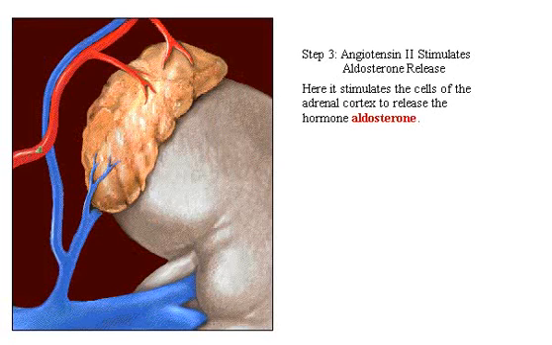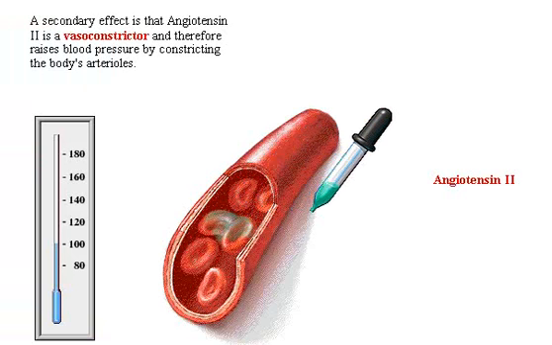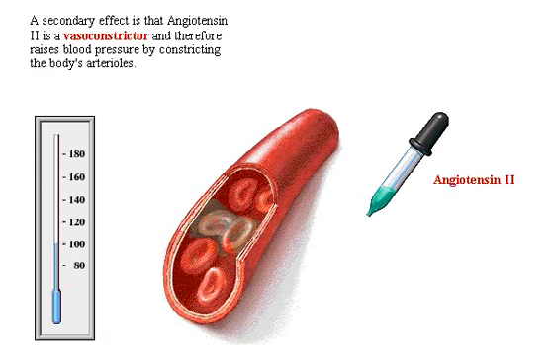Here it stimulates the cells of the adrenal cortex to release the hormone aldosterone. A secondary effect is that angiotensin 2 is a vasoconstrictor and therefore raises blood pressure by constricting the body's arterioles.